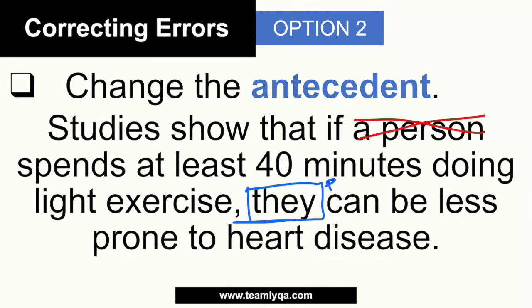So, studies show that if people spend at least 40 minutes doing light exercise, they can be less prone to heart disease. Okay? So again, if you want to do it, change the antecedent. Make sure that you change the verb then. Okay? Para mag-agree siya with yung ating binago na word. And then, we use they. Keep it. Okay? Now, kung students yan, we can use students.